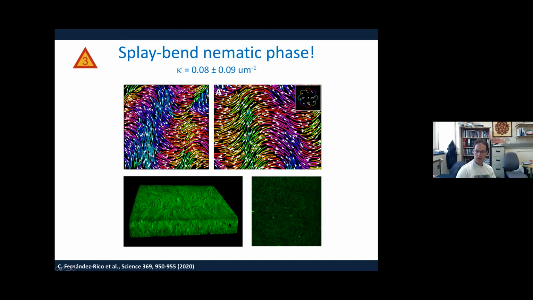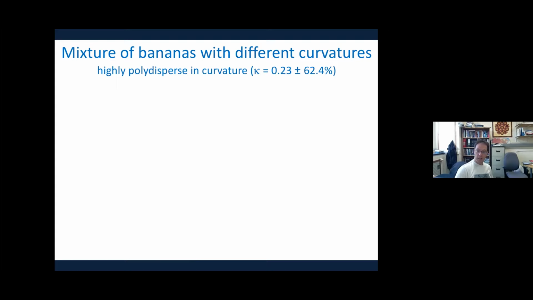Right. I have one more slide to show and then I'm done, because Carla did not only put rods in the oven, she also then went on to do something else I didn't tell her to do, which is mixing things. I told you that these bananas are very polydispersed, and Carla thought they were not polydispersed enough yet. So she mixed bananas with different curvatures together. And this gives us an extremely high polydispersity in curvature of over 60%.